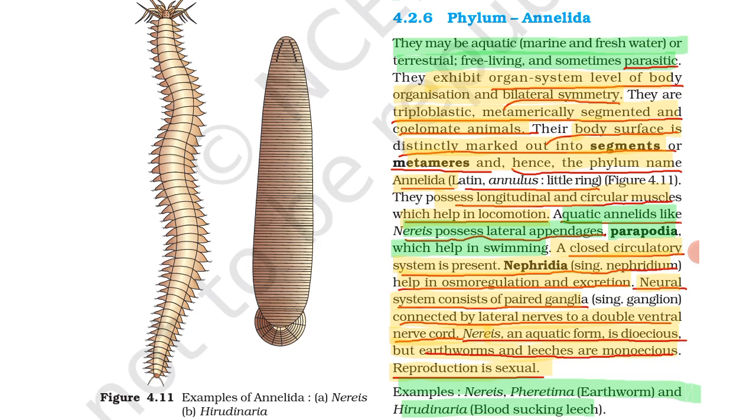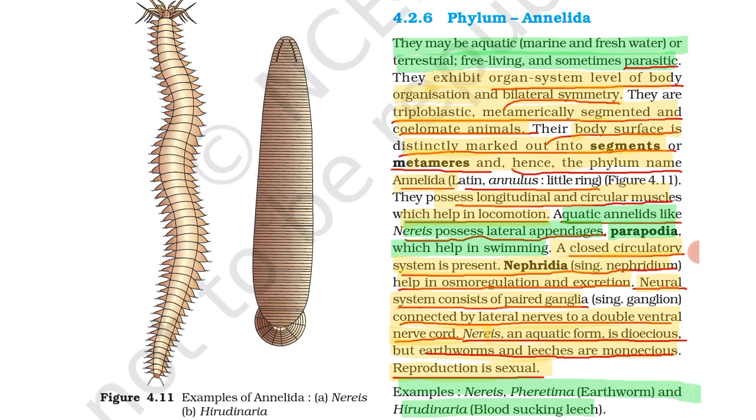Next, Nereis, an aquatic form, is dioecious. What is meant by dioecious? Dioecious means the male and female organs are separate. The male is an individual and the female is also an individual. Their reproduction is sexual and their bodies are separate. Both male and female organs are not present in a single body. Male and female have different appearances, so it is called dioecious.